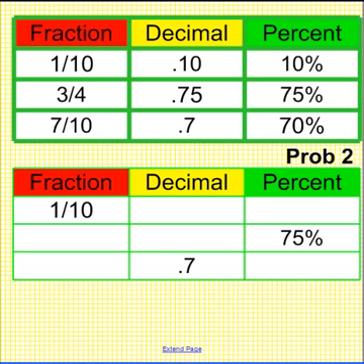Okay, let's see if you have the same answer that we have. You'll notice we have the fraction 1 over 10, the decimal 0.1, and 10%. Then 3/4, 75 hundredths, and 75%. Then 7/10, 0.7, and 70%. Hopefully your answers match ours. If they do, outstanding. Please pick up an eraser and erase the screen, and we'll go to the next problem. Thank you.